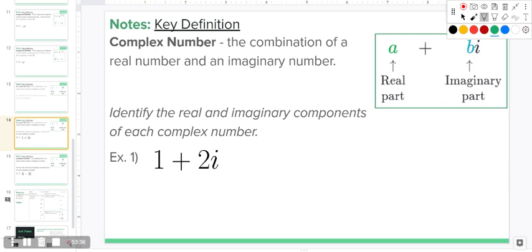Let's see how we can identify these complex numbers and the parts of these complex numbers. In example 1, we have 1 plus 2i. Now the real part is going to be 1 here because it does not include i in the term. So we can write real equals 1. And the imaginary part is going to be this number 2, and it's important that we don't include i in that. We basically want to know how big is the imaginary number, and in this case, it is 2. Not 2i, just 2.